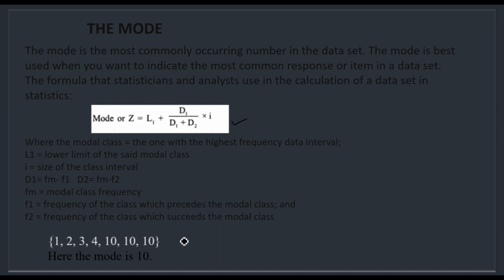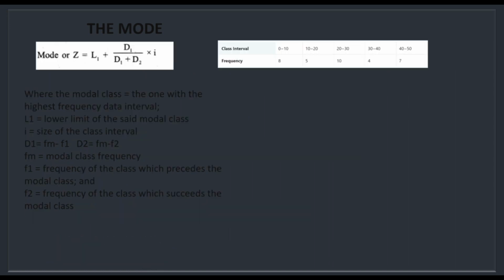If it is a simple data set with lots of values where some values are repeating, then it is very easy to calculate the mode, that is 10. In this data set, 10 is repeating 3 times. The mode of this data set is 10. Otherwise, if the data is like a class interval, then we go with this equation.